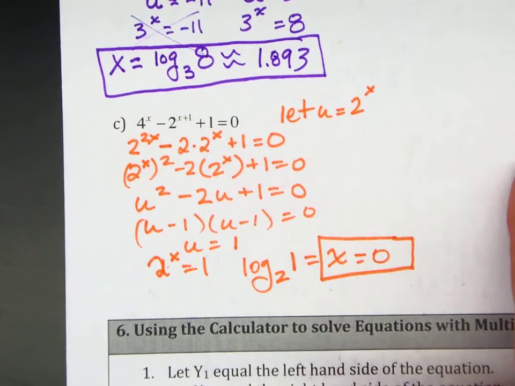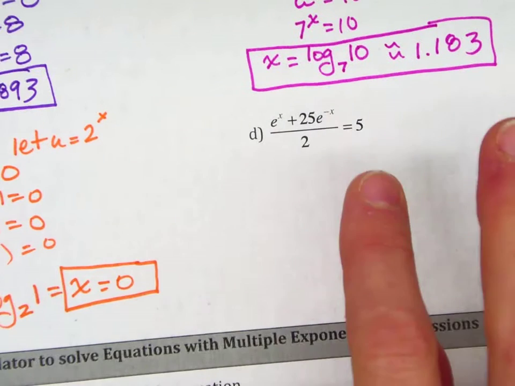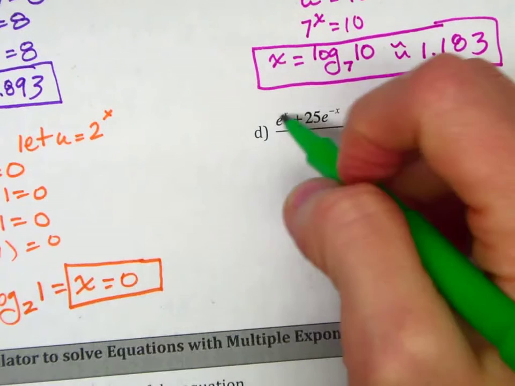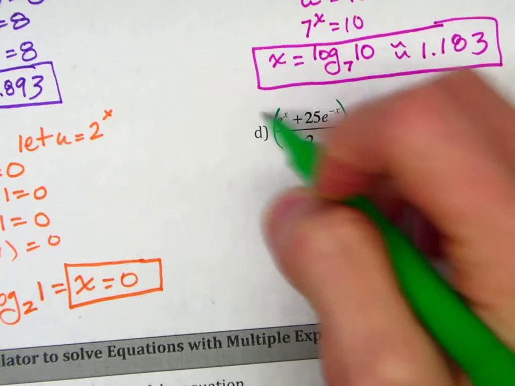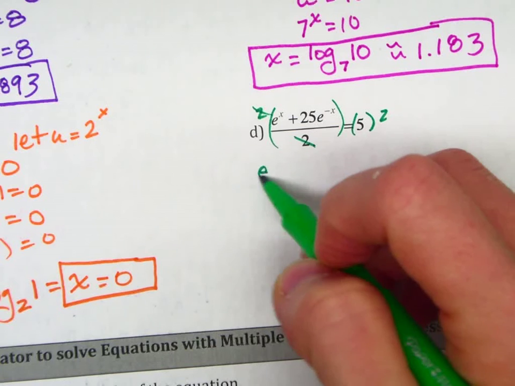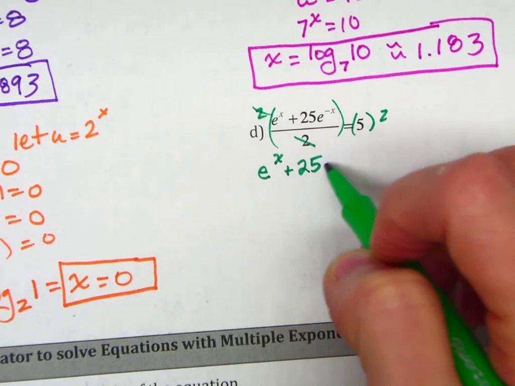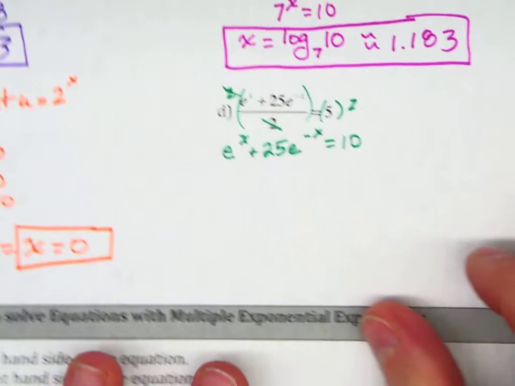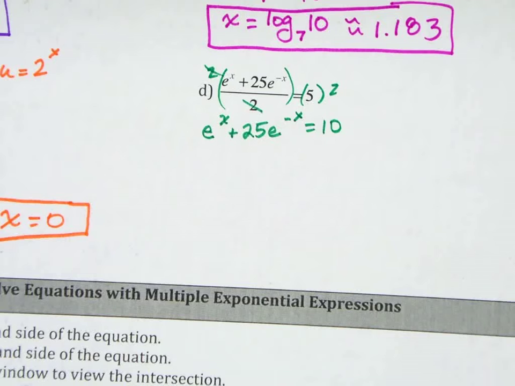All right, for the next one here, we have a couple of extra things. First, we have this 2 that we want to deal with. What's the best way to handle that? We're going to multiply both sides by 2. What happens is then it cancels out here, and we're left with e to the x plus 25e to the negative x equals 10. Okay. So here it looks kind of funny because what's new here that we didn't have in any of the 3 problems? Well, the e is not so bad. What else is new? The negative x.